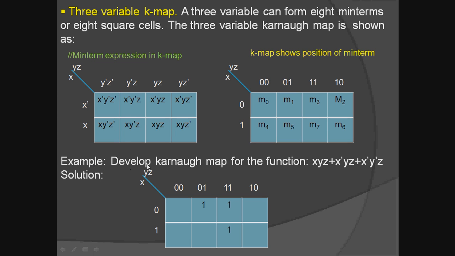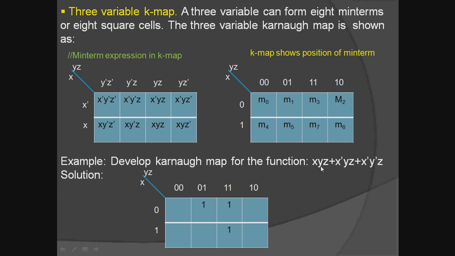So now an example: develop the Karnaugh map for the function, okay? Only the function or the expression will be given, right? In this case, the function expression given here is xyz plus x complement yz plus x complement y complement z. So now based on this, you have to draw this K-map table, and then you have to enter the value 1 in those boxes where this expression represents. So that's why it's very important for you to memorize and know the exact location where these expressions are.